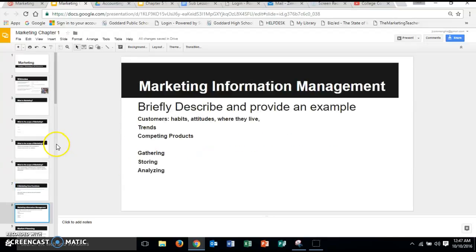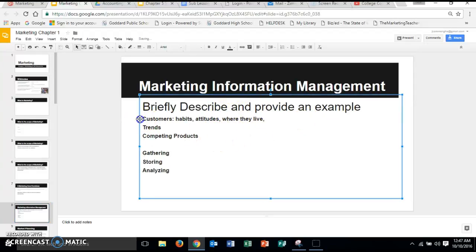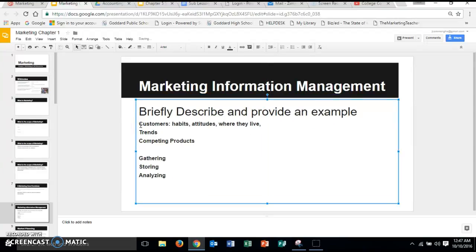After that, we will go to the 9 functions of marketing, and the first of the 9 is marketing information management. I would like you to briefly describe and provide an example. I have a few things here. This is a short listing. I want you to elaborate a little more about what these things might mean as far as marketing information management, and I want you to relate it to the things we've already done as a marketing group.